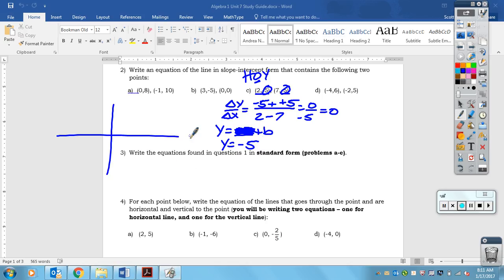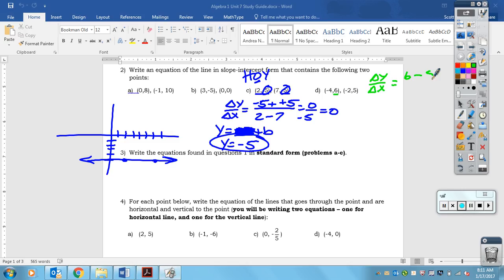The other thing you could do to prove this is graph these points. It goes through -5 here, and it also goes through -5 over here. So it's a line that goes that way. That is a horizontal line with a slope of 0 that goes through -5. The equation is y equals -5. And D, gotta find the slope, change in y over change in x.